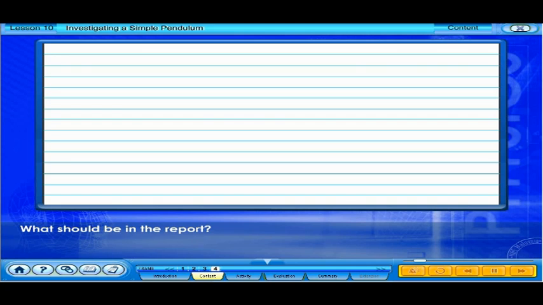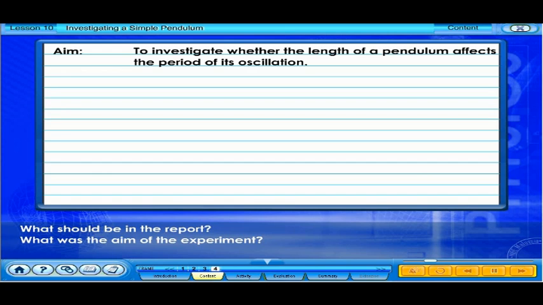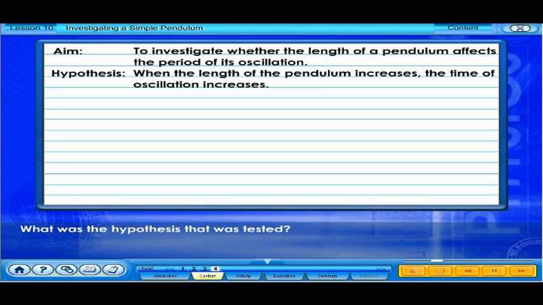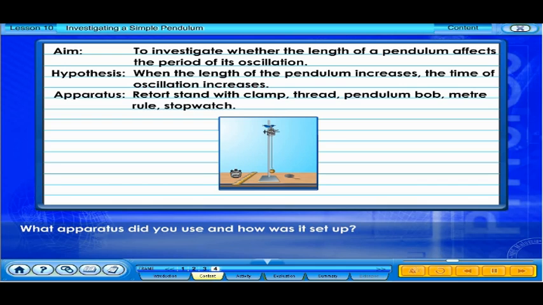Let us consider what should be in the report. Why was the experiment carried out? In other words, what was the aim of the experiment? To investigate whether the length of a pendulum affects the period of its oscillation. What was the hypothesis that was tested? When the length of the pendulum increases, the time of oscillation increases. What apparatus did you use and how was it set up? It is often easier to draw the experimental setup than to describe it. Retort stand with clamp, thread, pendulum bob, meter rule, stopwatch.